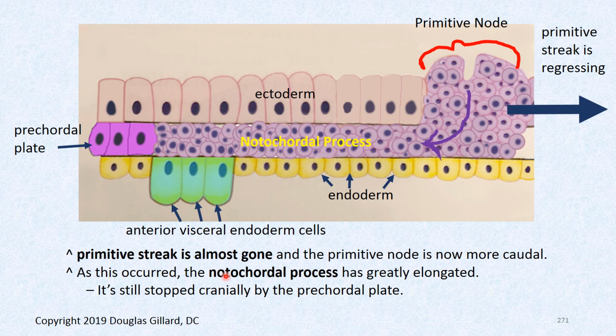Be careful of that. So here's that same drawing I showed you before, but now most of the primitive streak is gone because it's shrunk. But in the meantime, the cells have bumped into here. They can't go further this way, but they just keep filling in backwards, and that elongates the notochordal process here. Everybody good with that?